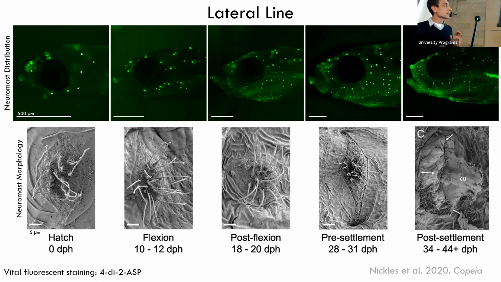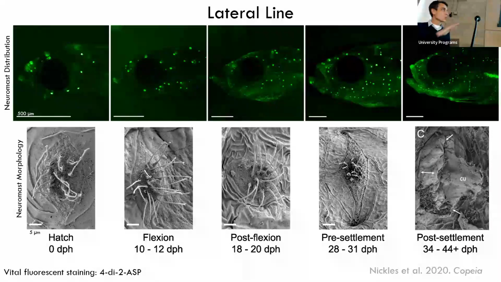There's something really interesting about it. It's got this paddle shape with these wing-like projections on the edge. And so this is a unique structure for cupulae. Typically, in a lot of other fish species, these cupulae are rounded.